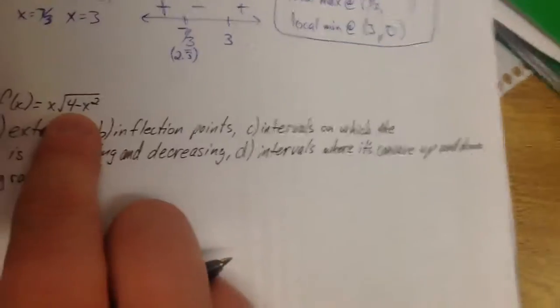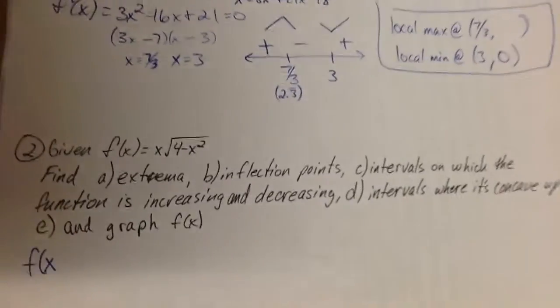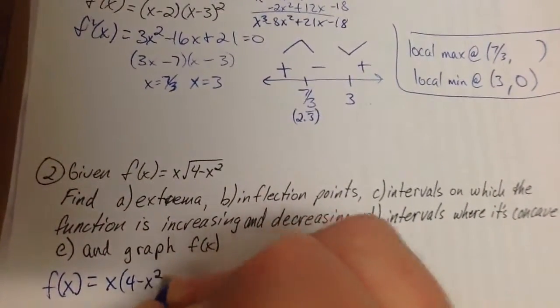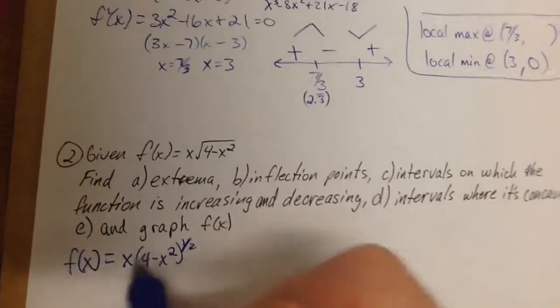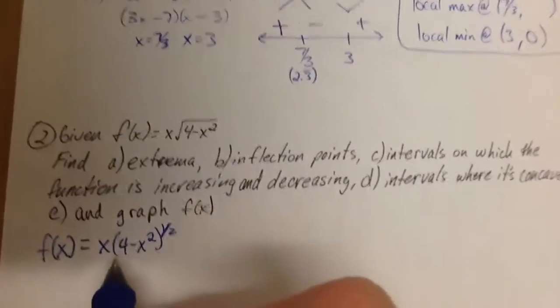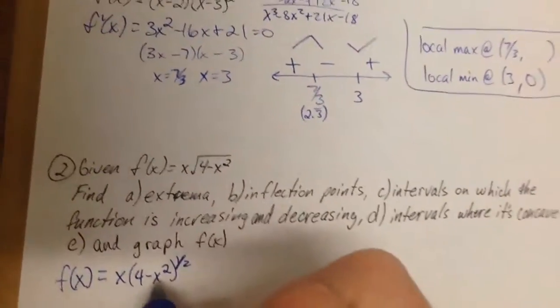Well, if you're sitting there thinking, I have no idea how to do the derivative of that, you should probably rewrite it as x times 4 minus x squared to the 1/2 power. And then do not bring that 1/2 power down and multiply it by the x. It's product rule. So you have to do the product rule.